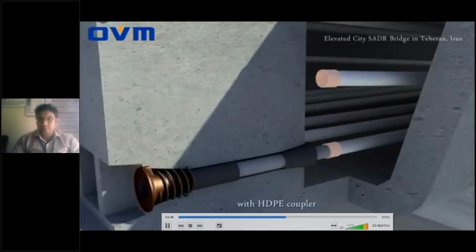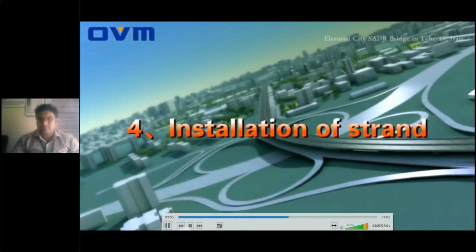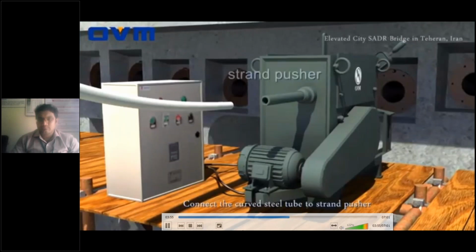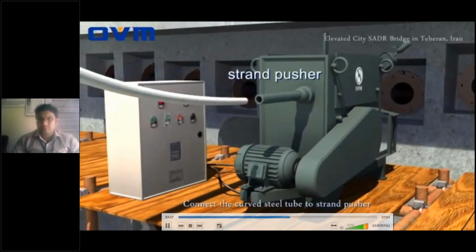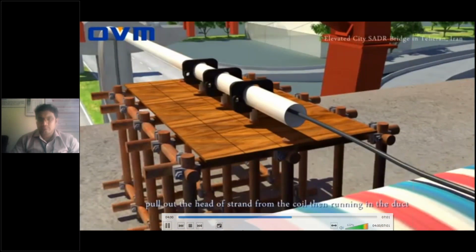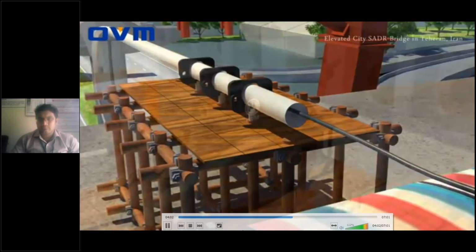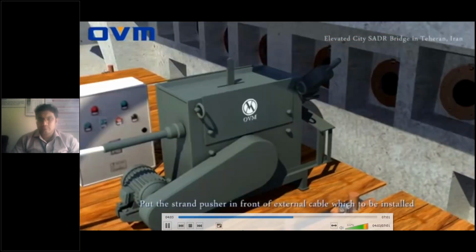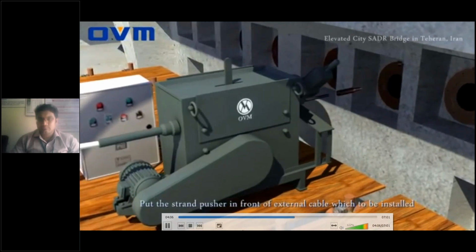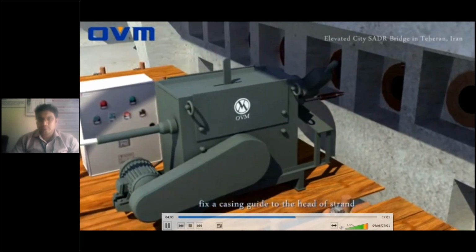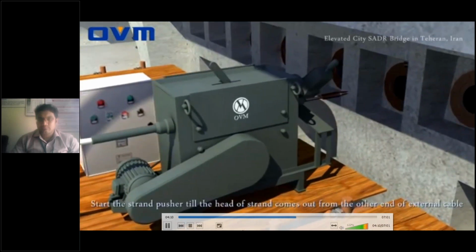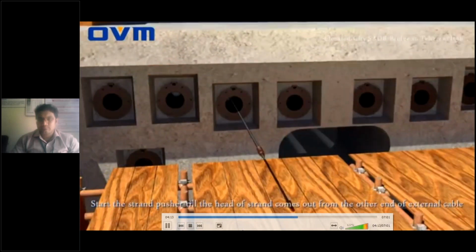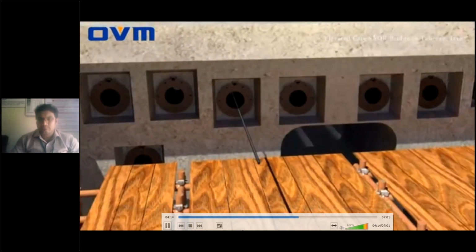Installation of strand. Connect the curved steel tube to the strand pusher. Pull up the head of strand from the coil, then run it in the duct. Put the strand pusher in front of the external cable to be installed. Fix a casing guide to the head of strand. Start the strand pusher until the head of strand comes out from the other end of the external cable. Cut off the strand with fuel cutter at the mark point.